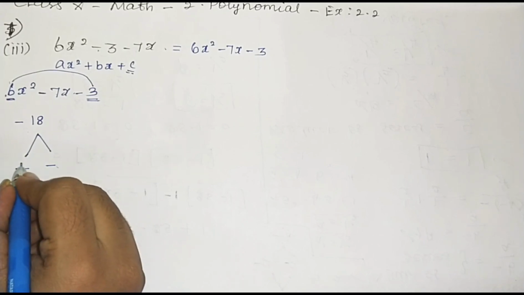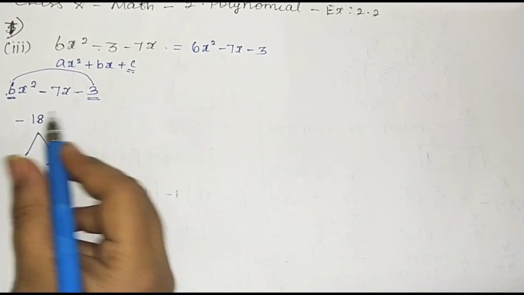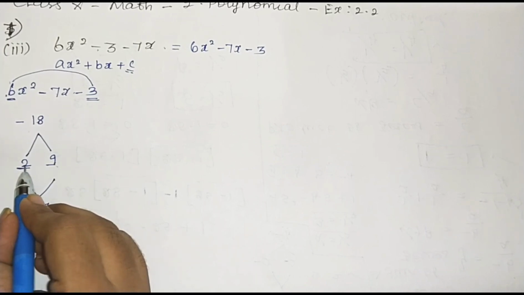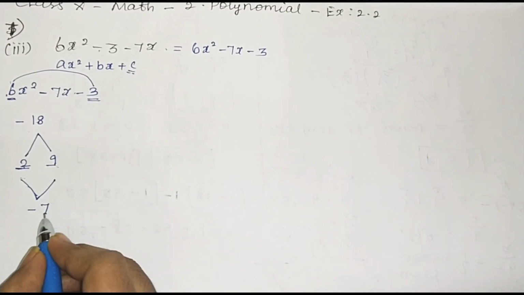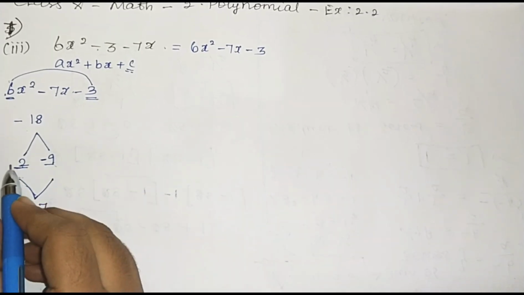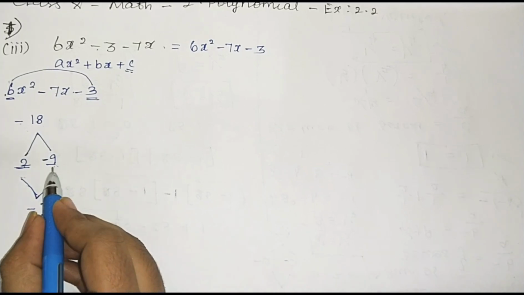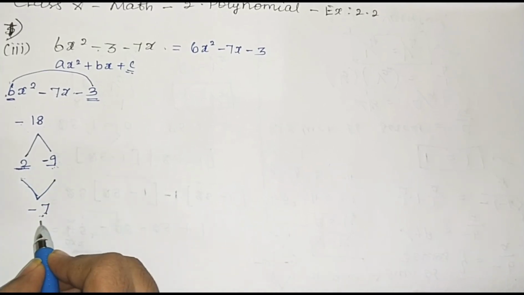What numbers will you get? I will consider 2 and 9. Check it. 9 twos are 18. If you subtract 2 from 9, you will get a minus sign. Here the sign is minus, so the bigger number we write with minus. See, plus into minus is minus. 2 nines are 18. Minus 9 plus 2, you will get minus 7.